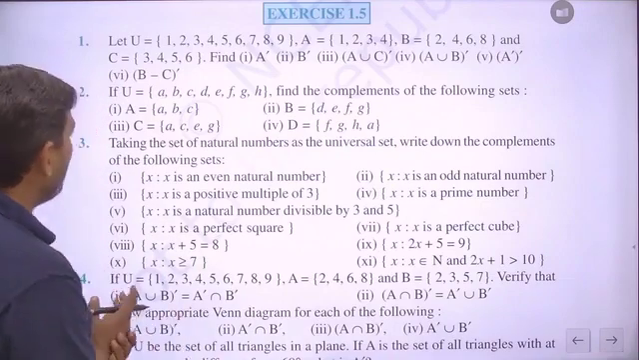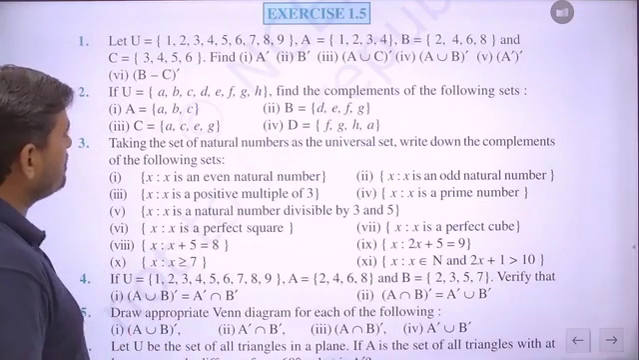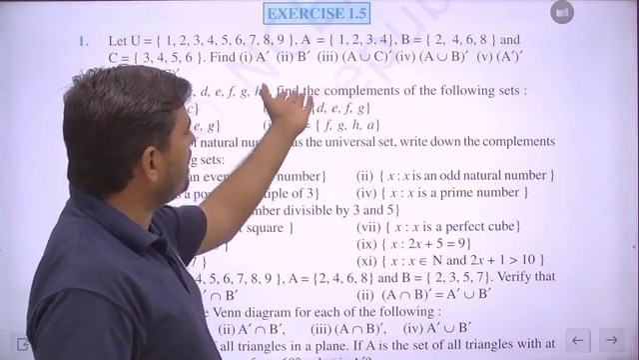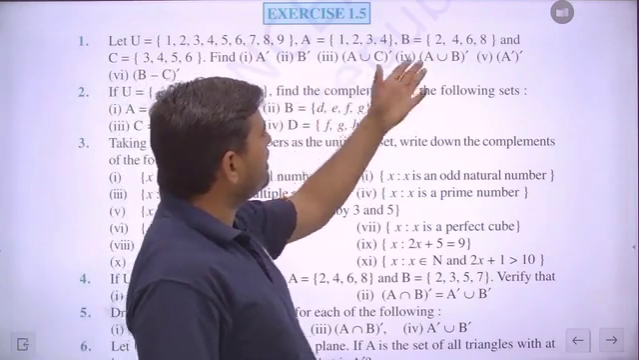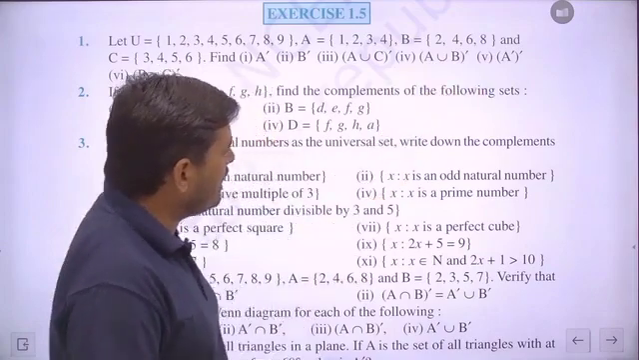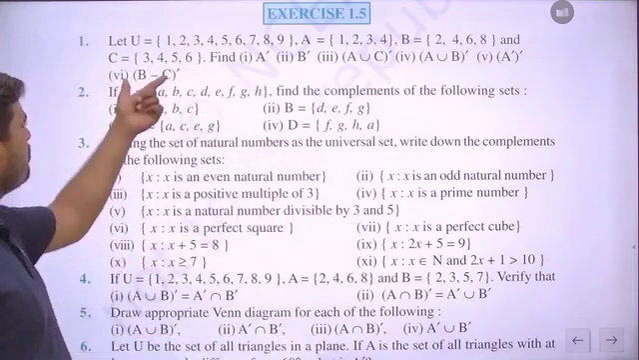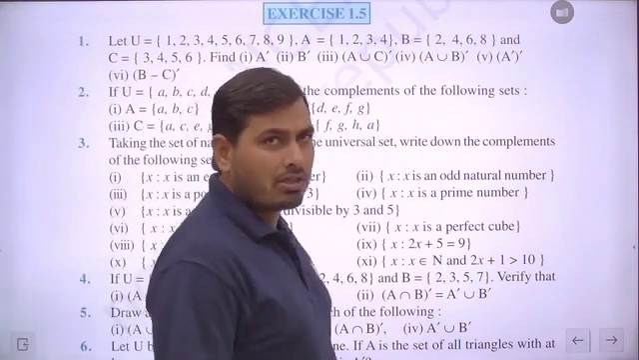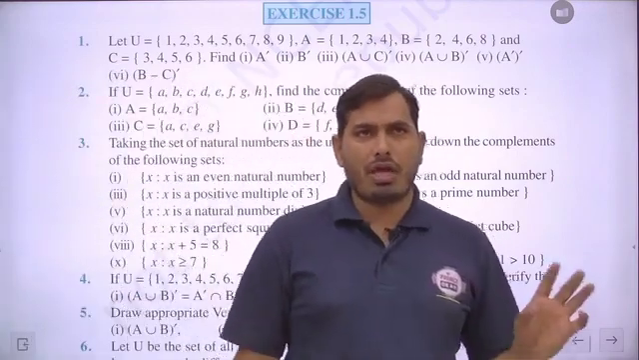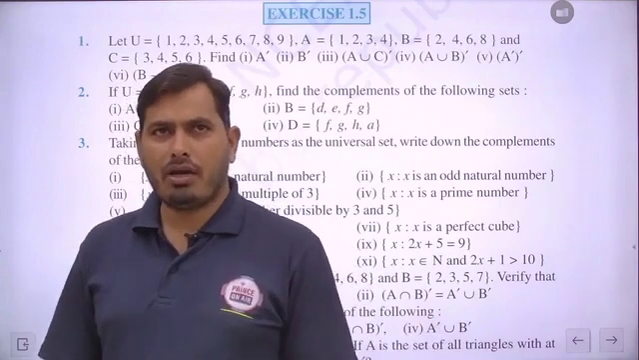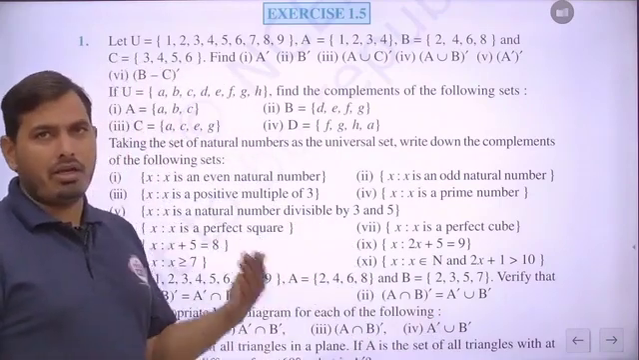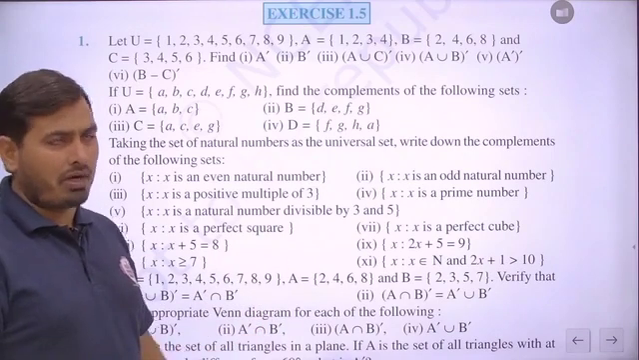Now, students, what do we have to calculate in this question? Firstly we have to calculate A dash, then B dash, then A union C whole dash, A intersection B dash, and A dash whole dash, and also B minus C whole dash. You can see that different types of basic questions are asked in the very first part. First of all I will write down the given data, and then we will solve each and every part one by one.